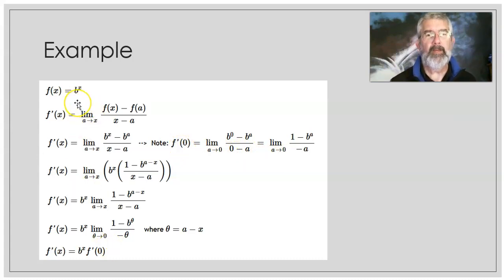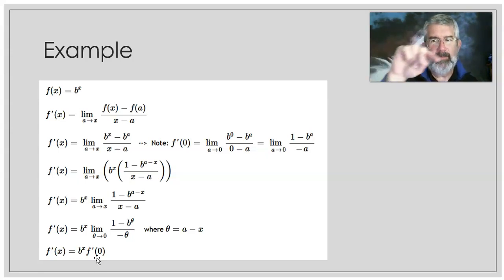So the derivative of an exponential function, b to the x, is b to the x times the slope of that function at 0. And thinking about the way exponential functions look, right? They're really flat on the negative side, and then they go up quickly.